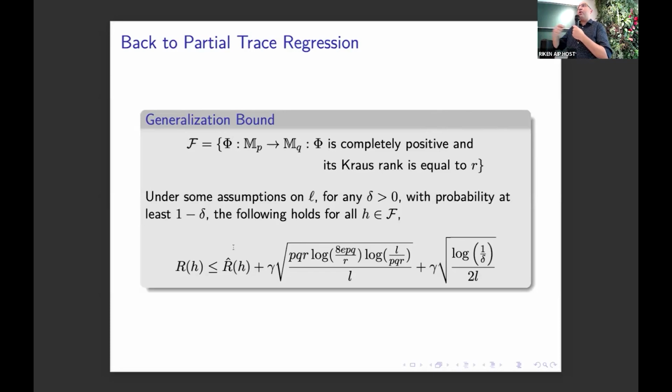But if we increase the complexity of our class, so r is high, we have a rich class of functions in which we look for a solution. However, this term will be higher, and so the bound will be large. So r plays the role of a hyperparameter that you have to control to have a good trade-off between underfitting and overfitting.